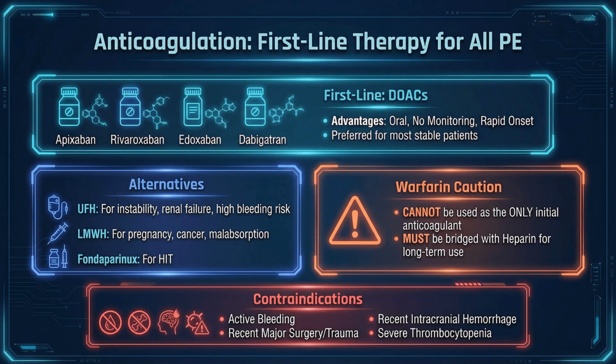Finally, anticoagulation is contraindicated in patients with active bleeding, recent major surgery or trauma, recent intracranial hemorrhage, or severe thrombocytopenia. In these cases, the risks outweigh the benefits, and careful multidisciplinary evaluation is required. Understanding when and how to initiate anticoagulation is critical to effectively managing PE while minimizing complications.